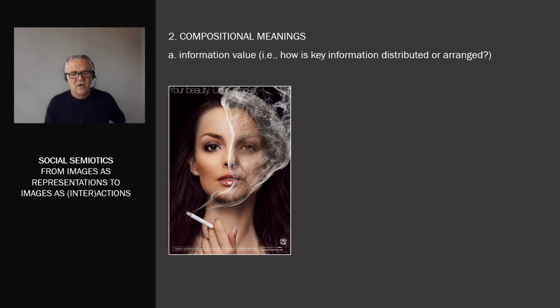In this first example, we have another very strong left-right composition, but this time information value is deliberately used to communicate the chronology of the timeline, if you like, of what happens if you smoke. The advertisers want to factor in the damage happening over time. In other words, the given or the past face is again on the left, but the new and the future face is on the right. It's quite a simple but very effective design.